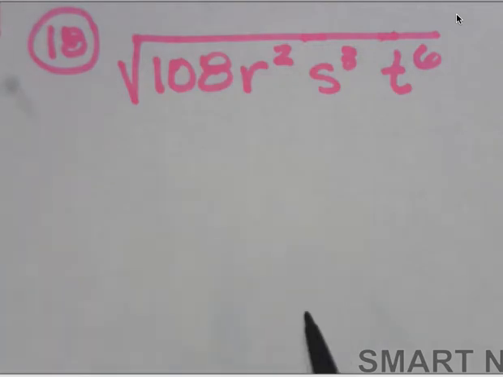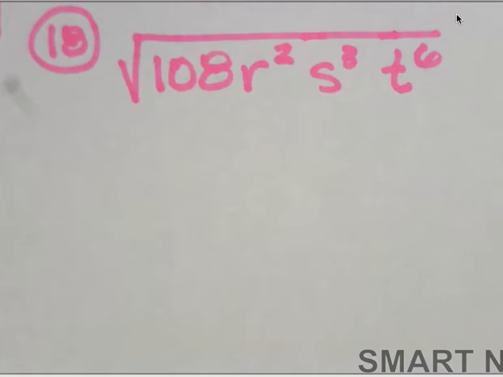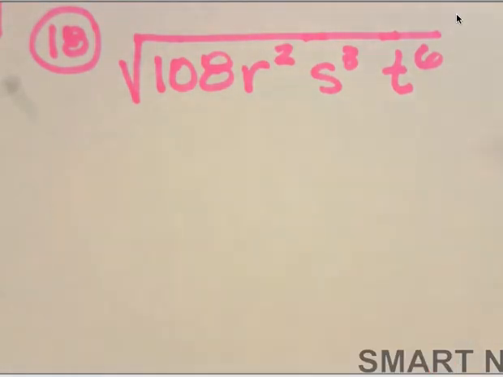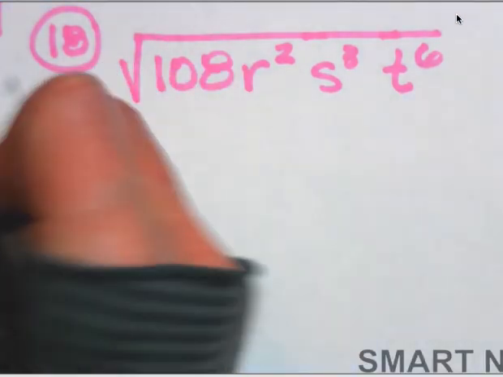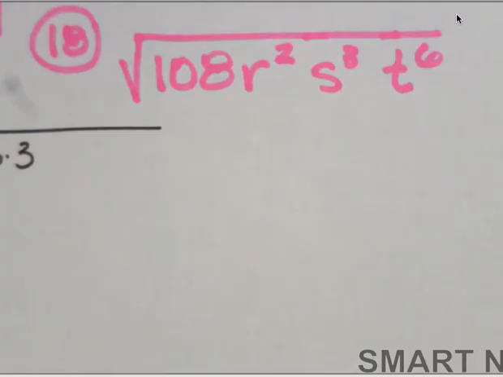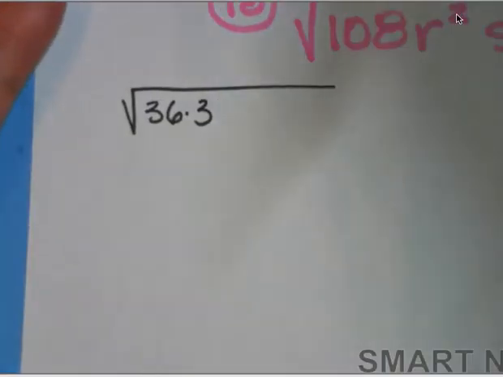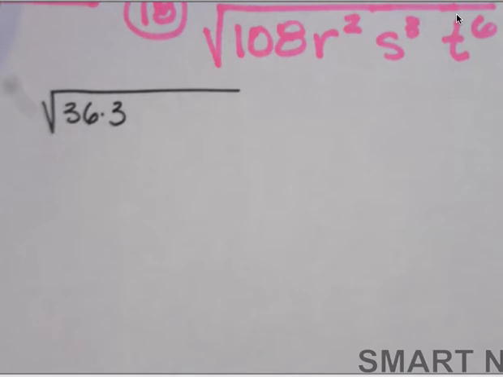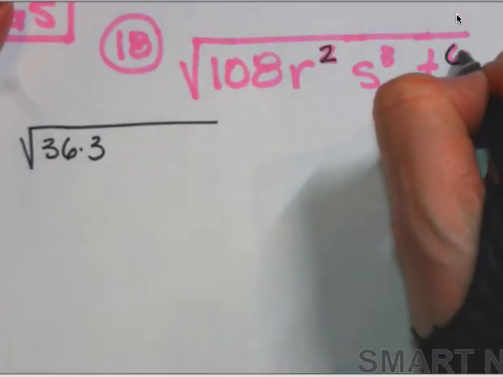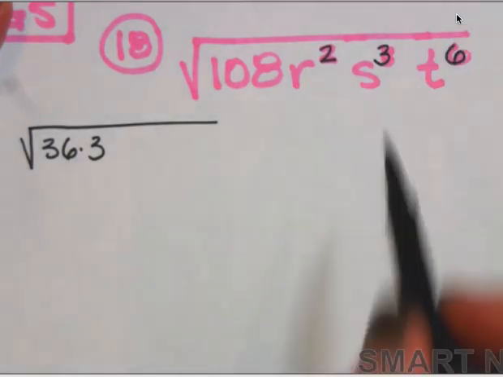All right, so number 18. Number 18 is, did I do this right? 36 times 3, yes, okay, here we go. Okay, so 108, let me just make sure I did this correctly before I get started. Yes, okay, here we go. 108 is 36 times 3. And then I have r squared, get my camera right. r squared, so this is a perfect square. This is a perfect square. This is not a perfect square.